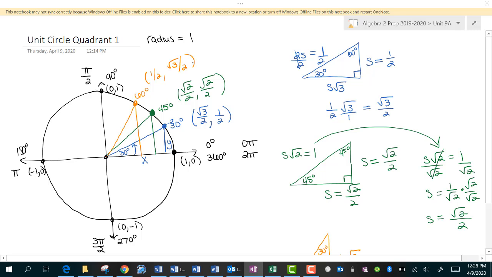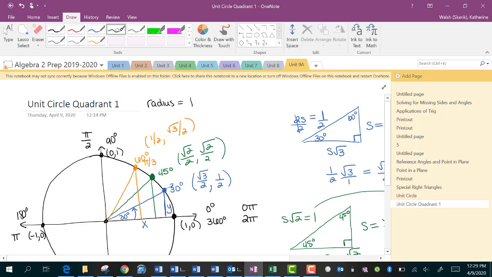So that is the first quadrant of my unit circle. And really quickly, I just want to go back and put the radian measurements. So 60 degrees is equivalent to pi over 3. 45 degrees is equivalent to pi over 4. And then 30 degrees is equivalent to pi over 6.